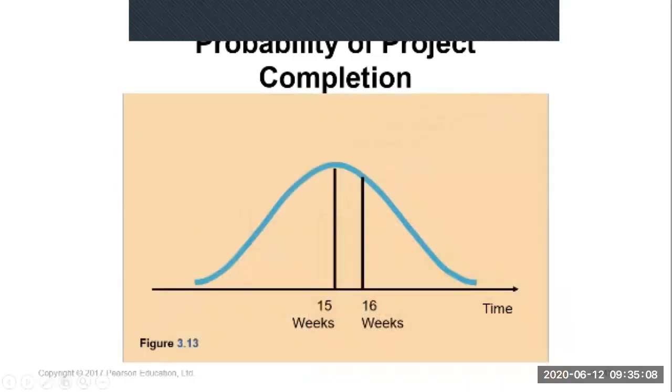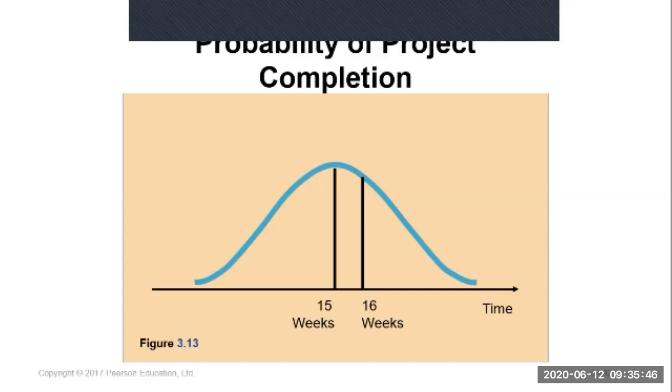So 15 weeks is in the middle. If you draw your normal distribution, the estimated project duration is in the middle. The probability time that you want to calculate depends. If it is more than the project duration, then it's on the right side. If less than the project duration, it's on the left side.